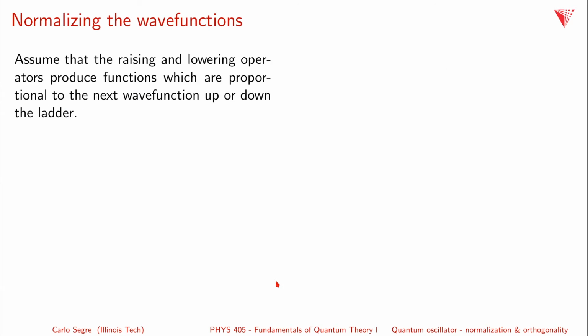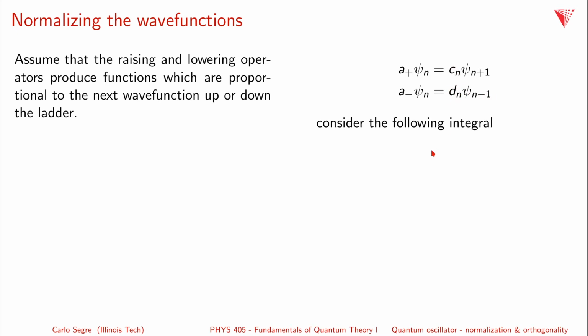So now we can actually go through and normalize the wave functions by assuming that, as we know, the raising and lowering operators produce functions which are proportional to the next wave function up or down the ladder. So a plus applied to psi n will produce psi n plus 1 times some constant c sub n. A minus applied to psi sub n will produce a different constant d sub n and psi n minus 1. So raising gives you c sub n, lowering gives you d sub n. Let's take a look at the following integral.